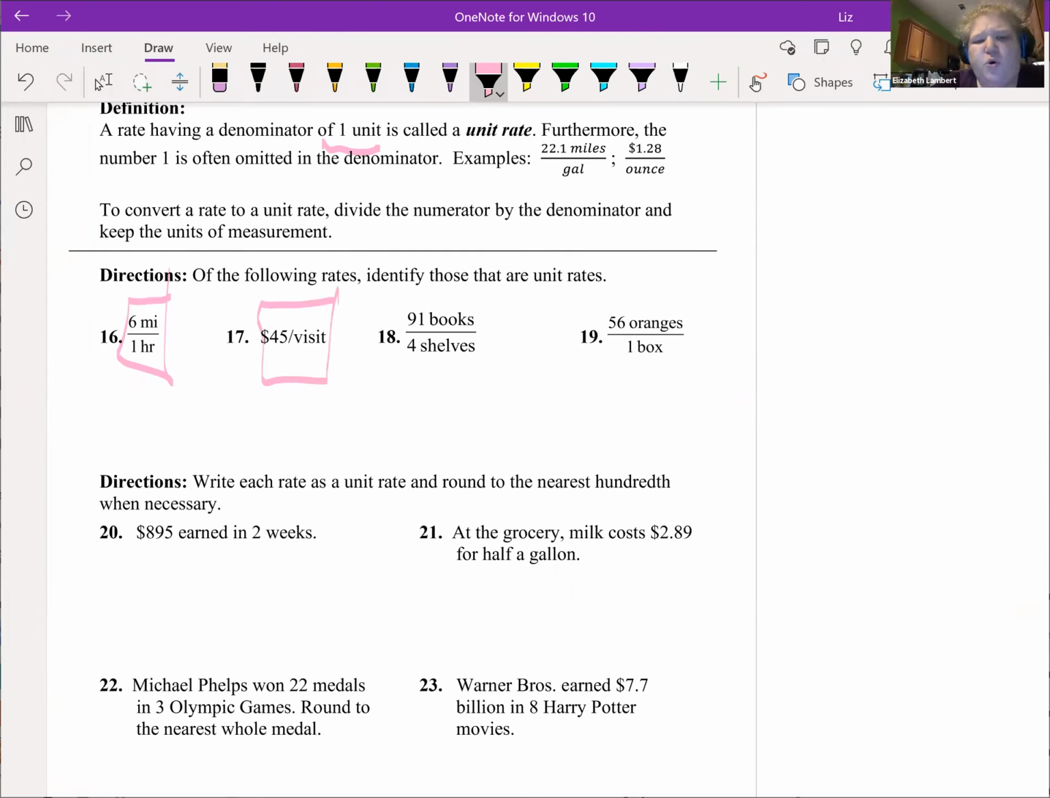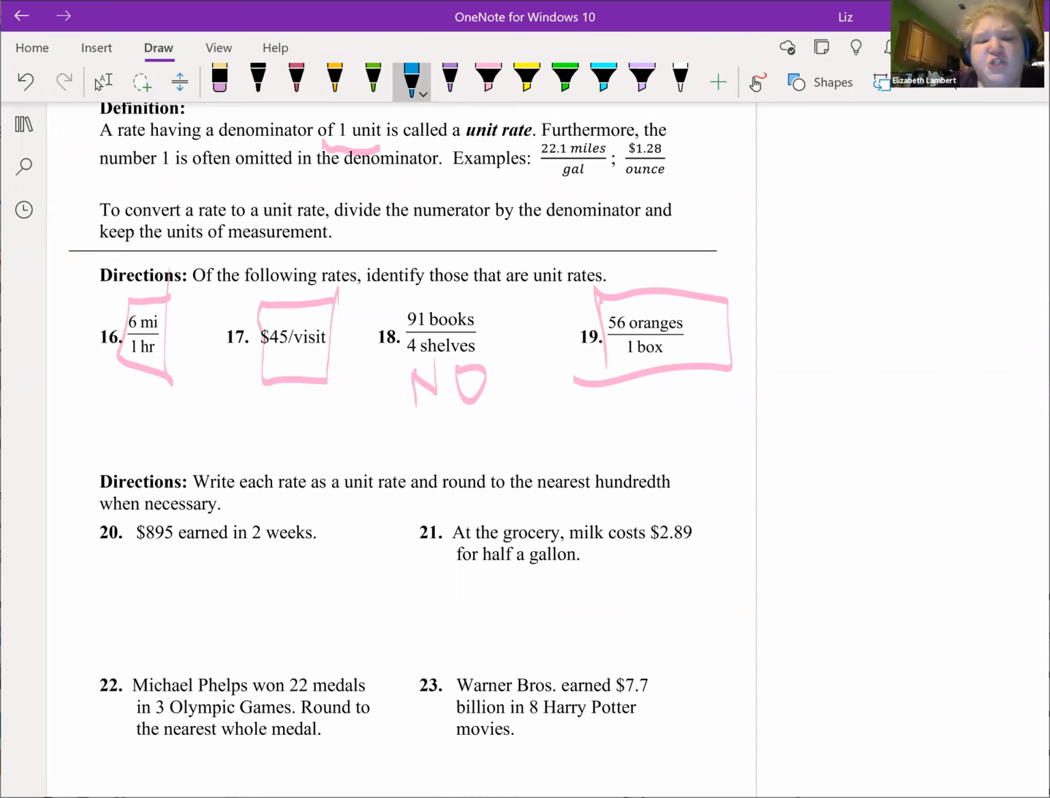91 books per 4 shelves. Why? That is not a unit rate because we're talking about 4 shelves. These must have been Harry Potter books where some are skinnier than others because 91 does not divide by 4 nicely. And then 56 oranges per box. That's a big box. But that is indeed also a unit rate.